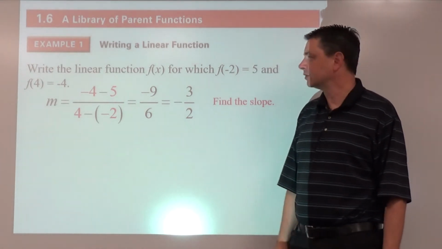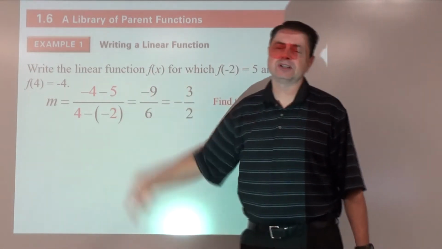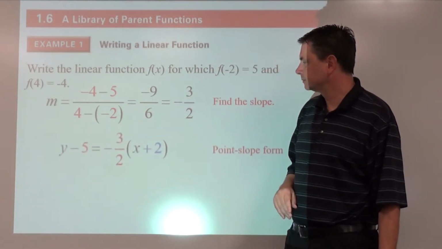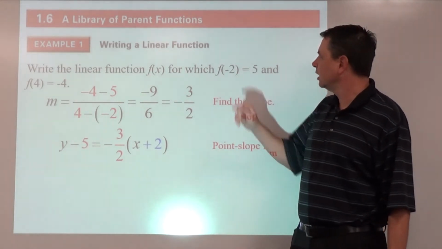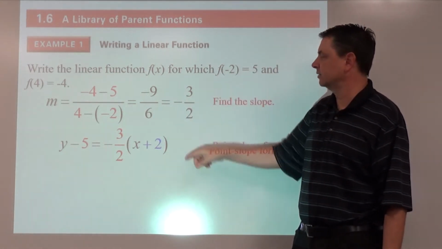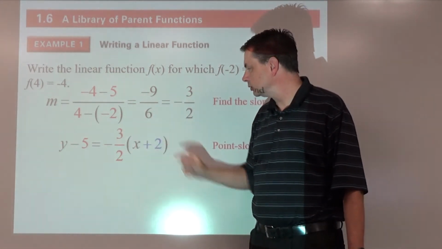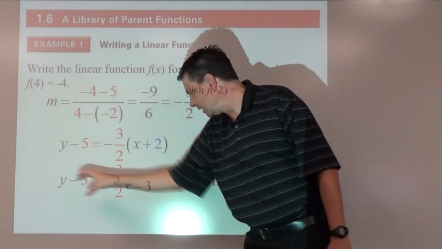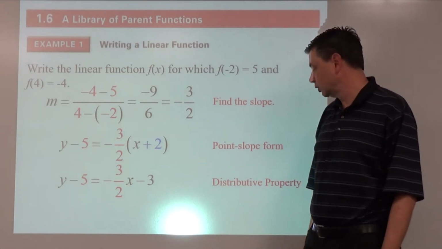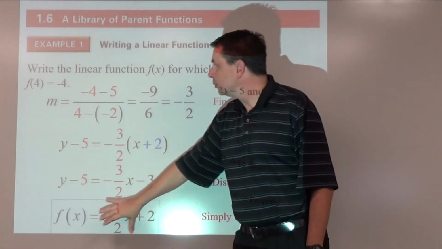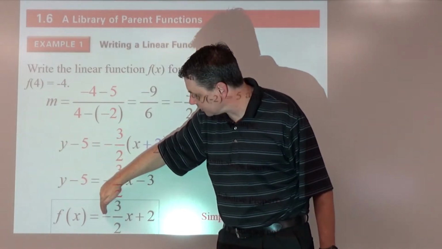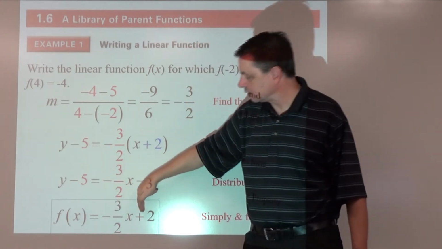We get negative 3/2. So now, since neither of these points is a y-intercept, we're going to use point slope form. You can pick either one. So I chose this one, y minus here is equal to our slope times x minus negative 2. Distribute. Add the 5 so that we do finish out in y equals mx plus b slope-intercept form. And since it was f of x here, let's change it back. F of x equals negative 3 over 2 x plus 2.